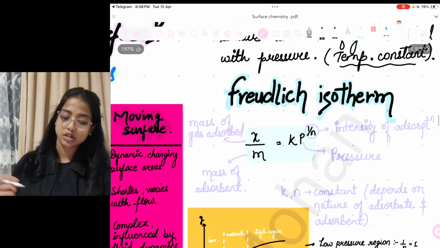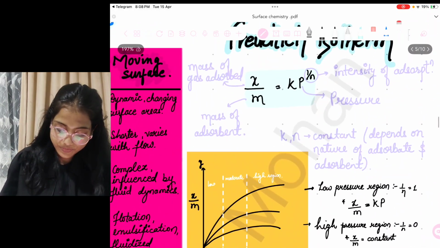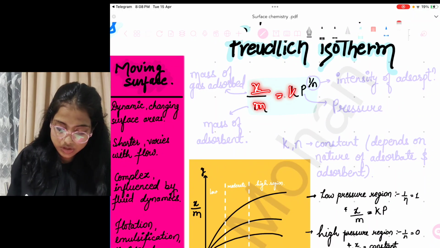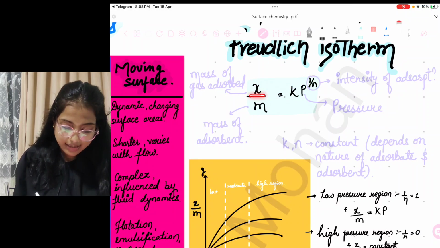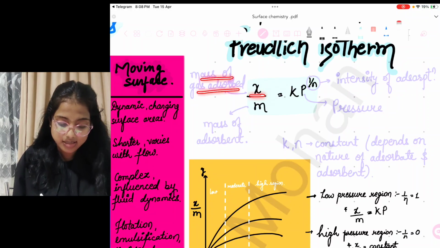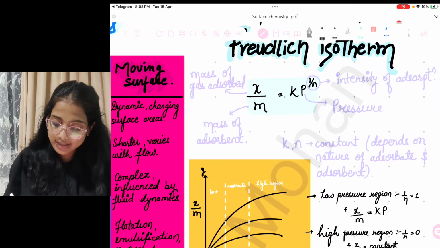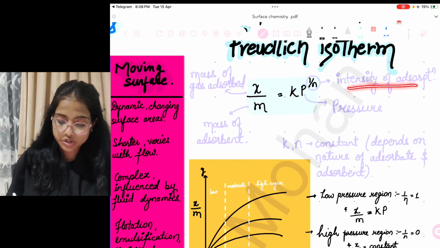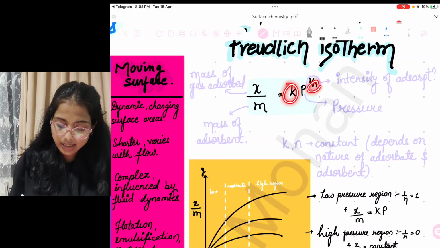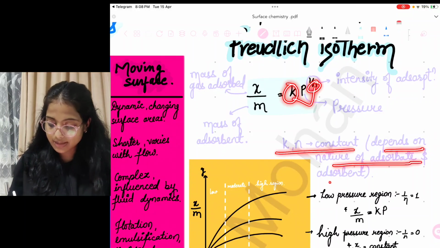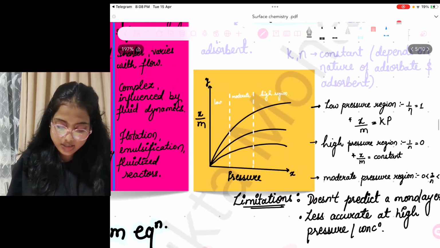Now we will study the Freundlich isotherm, that is x upon m equals k p to the power 1 by n. So what is x here? x is the mass of gas adsorbed, m is the mass of adsorbent. Here 1 by n is the intensity of adsorption, p is the pressure, and k and n are constants that depend on the nature of the adsorbent and adsorbate.